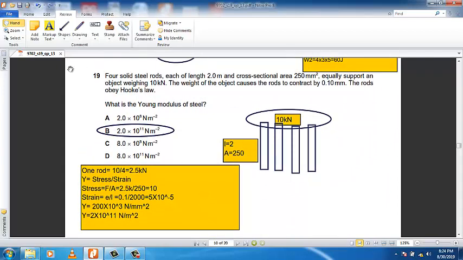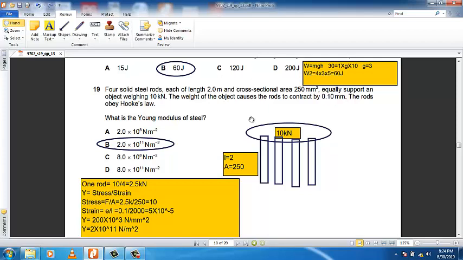It says that 4 solid steel rods, each of length 2 meters and cross-sectional area 250 millimeters squared, equally support an object weighing 10 kN. The weight of the object causes the rod to contract by 0.1 millimeter. The rods obey Hooke's law. What is the Young modulus of this?